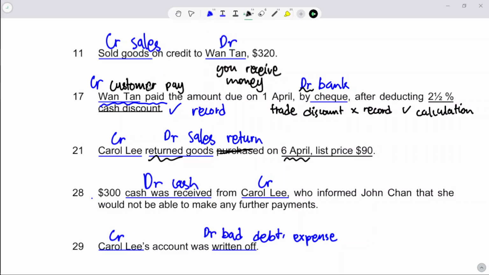So remember, if this one is a customer, then you are the seller, right? So you give discount. So this one is actually discount allowed.